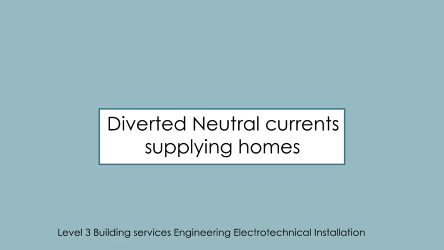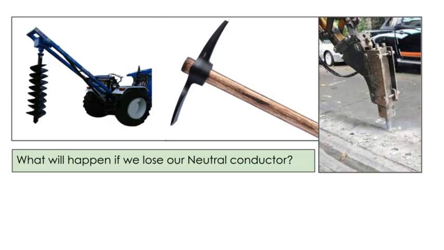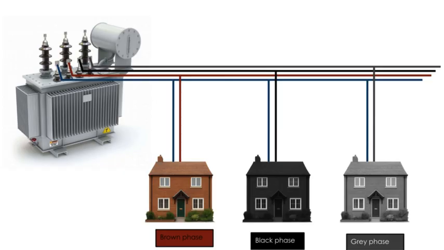Diverted neutral currents supplying homes. What will happen if we accidentally cut through a neutral conductor at various points leading to our homes? For this example, we'll have 3 houses connected just to show.